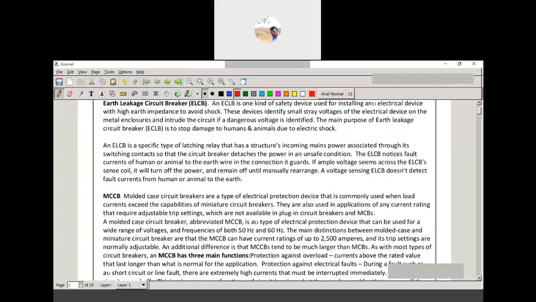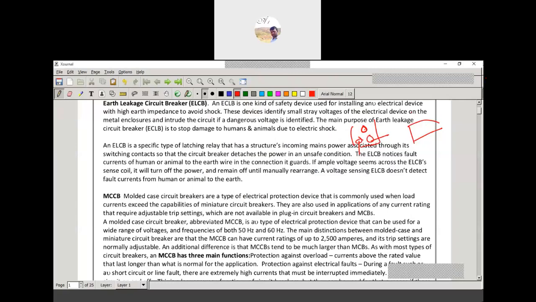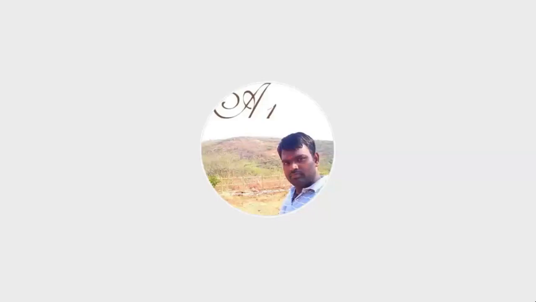Before talking about the ELCB, first we'll talk about what we have: phase, neutral. In a domestic supply, there is one phase wire and another neutral wire, two wires, and another is the ground. So phase, neutral, and ground will be there. Suppose you take a 3-pin socket: one is the phase, another is the neutral, and this is the ground.